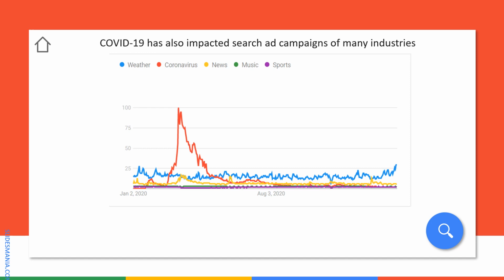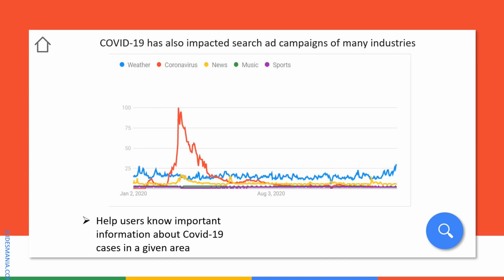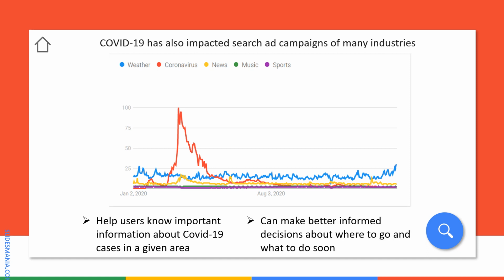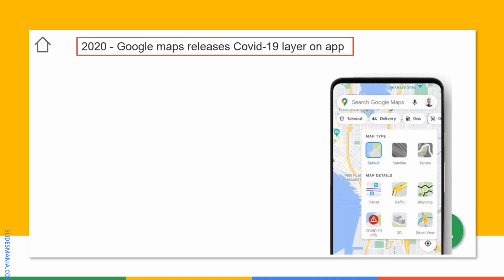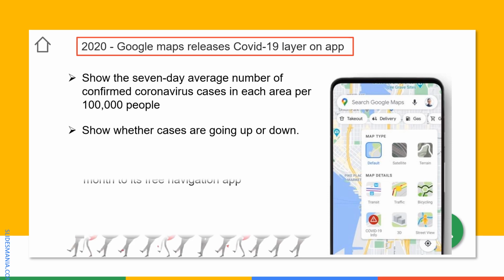Google wants to help users know important information about COVID-19 cases in a given area, so that users can make better informed decisions about where to go and what to do soon. So in 2020, Google Maps released a COVID-19 layer on the app.